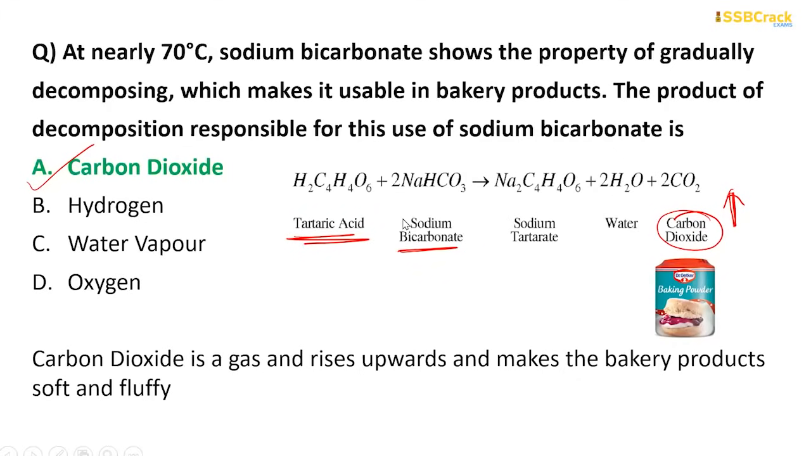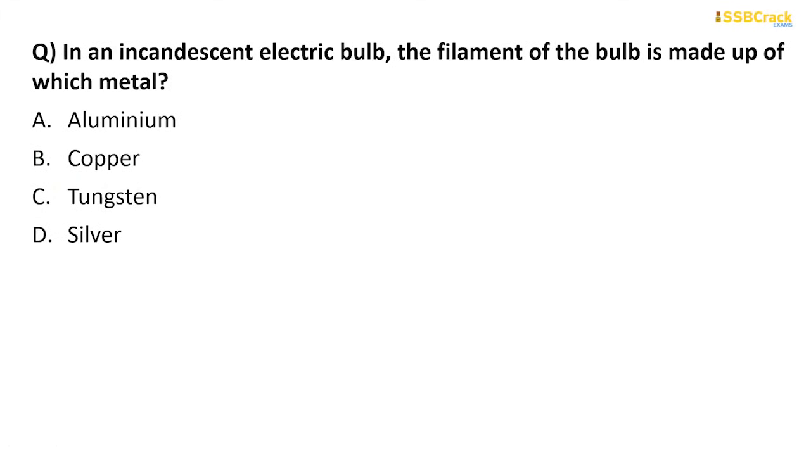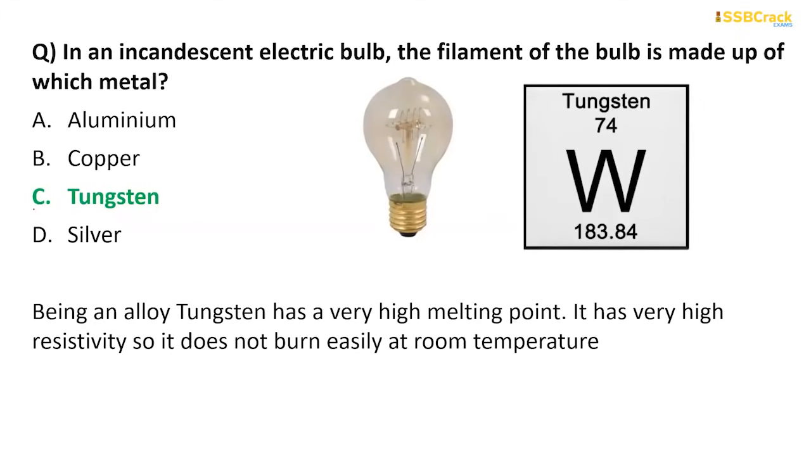Moving on to the next question, we have: in an incandescent electric bulb, the filament of the bulb is made up of which metal? Now, friends, please understand that this is again the most frequent question which is asked by UPSC in many exams like CAPF, CDS, and the correct answer for this is tungsten. And obviously, there is one quality of tungsten that it has a very high melting point. Apart from this, it has very high resistivity, so it does not burn easily at room temperature. So it's the most preferred option for the electric bulb, right? And the symbol of tungsten is W from Wolfram.